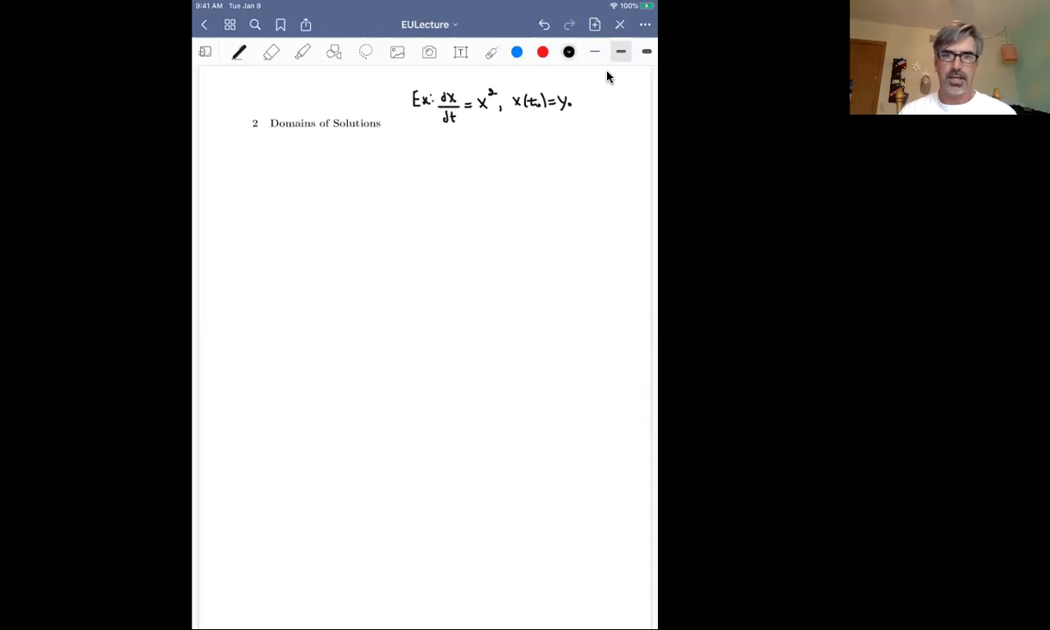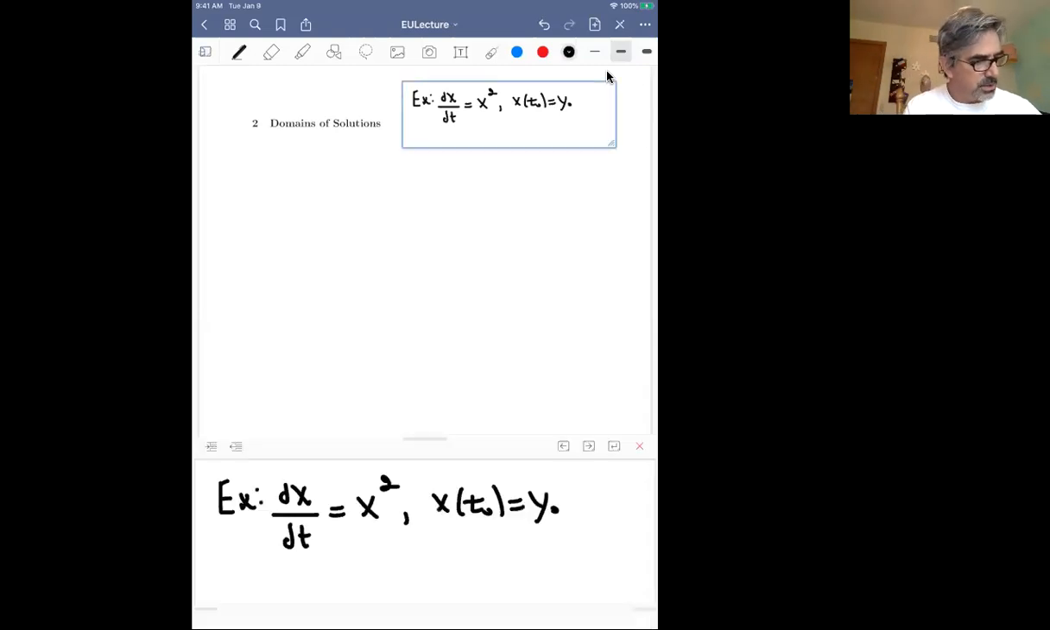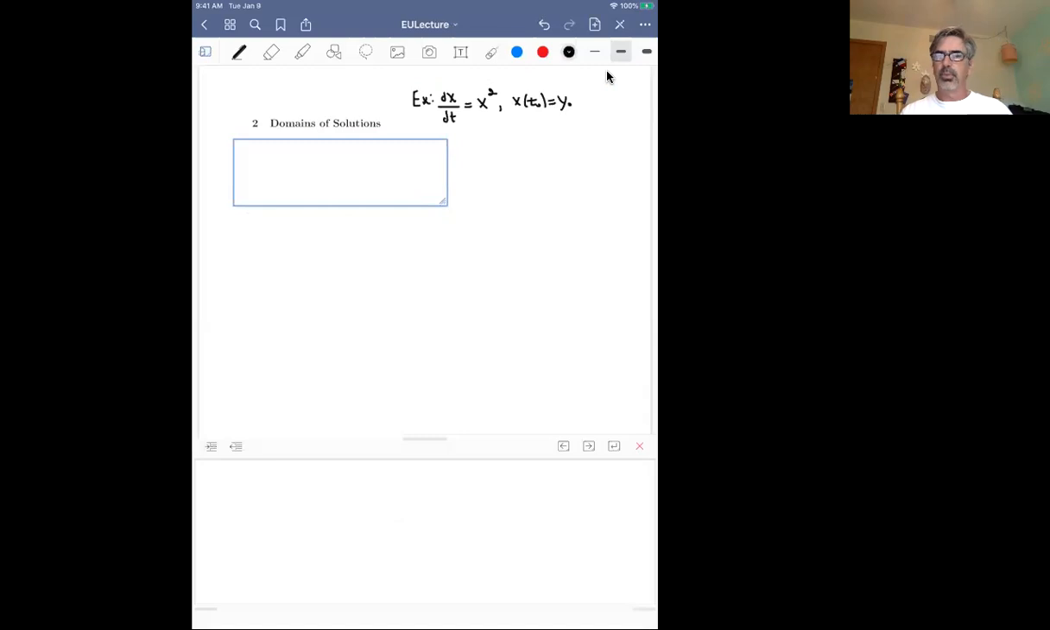I can illustrate that with this really innocuous looking differential equation, dx/dt equals x squared. So it's a very, very simple differential equation, with an initial condition, and initial conditions are important for this: x at some time t0 is equal to x0. I'm going to actually solve this differential equation, and when we solve it, we'll learn something from that. Otherwise, I would just tell you what the solution is.